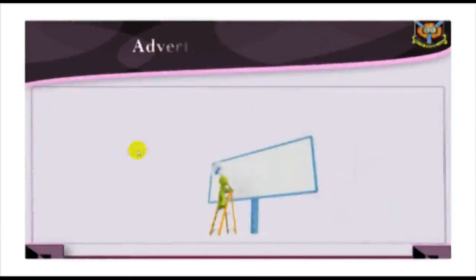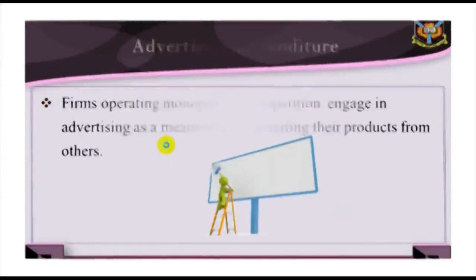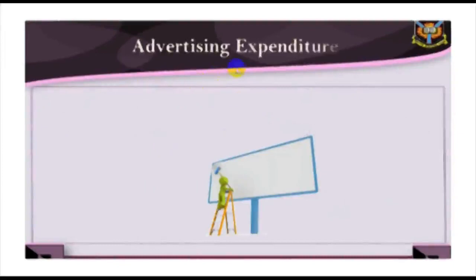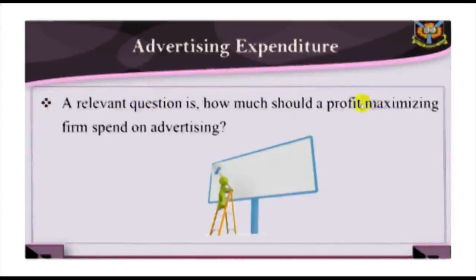Advertising expenditure. Firms operating under monopolistic competition engage in advertising as a means of differentiating their product from others. A relevant question is, how much should a profit maximizing firm spend on advertising?